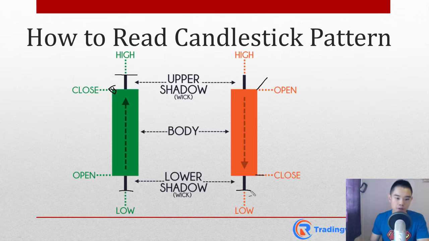This is the low of the session, and this is the high of the session. One thing to bear in mind is that here, the open is at the bottom, the close is above. This is what we call a higher close. That's why it's green. It's bullish. For this one, what we call a lower close, this is where the price closed below the open. That's why it's so-called bearish, a red color candle. So that's how you read a candlestick chart, how you read a candlestick pattern.